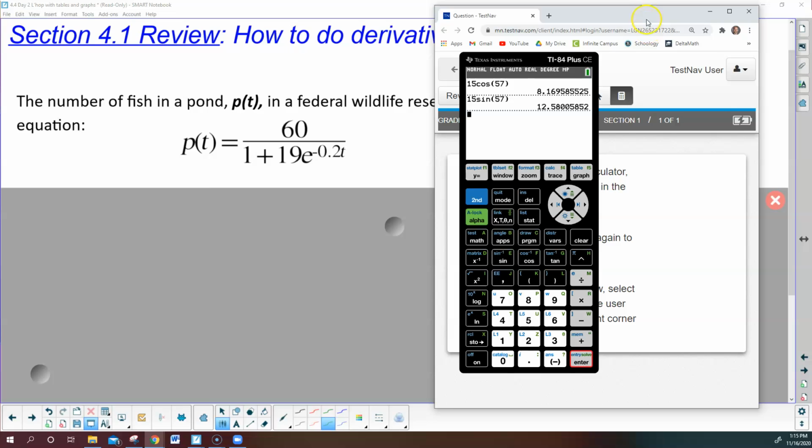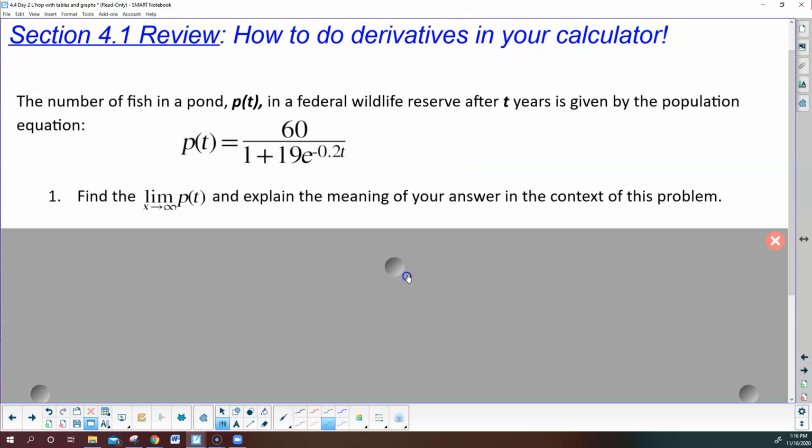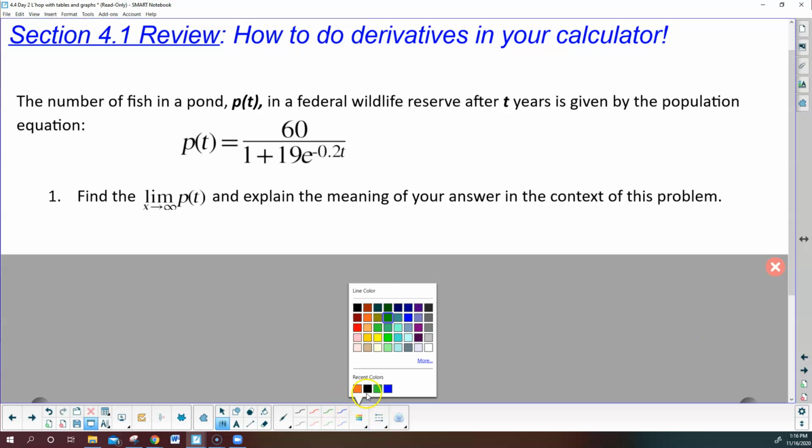To start, I'm going to just look at what the equation tells me. We've got the number of fish in a pond, P of t, in a federal wildlife reserve after t years is given by the population equation. So this equation tells us the population of fish in a pond after t years. Well, the first question we actually don't even need a calculator for. And we'll look at the answer on a calculator, but we're also going to do this by hand.